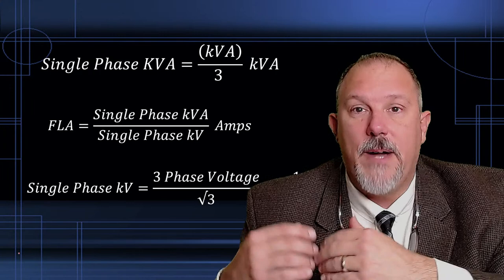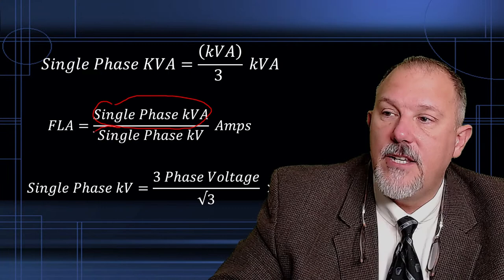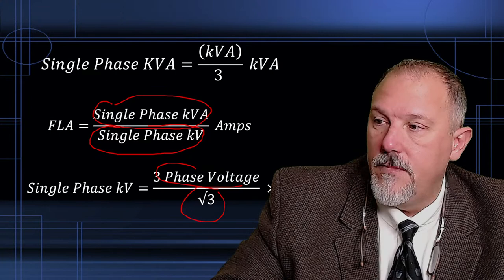So full load amps is single phase KVA, which is your three phase KVA divided by 3. And my single phase KV is my three phase voltage divided by the square root of 3, divided by 1,000. And then I put all of that together in my equation.